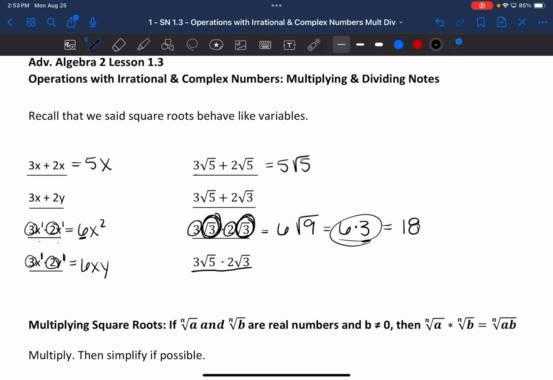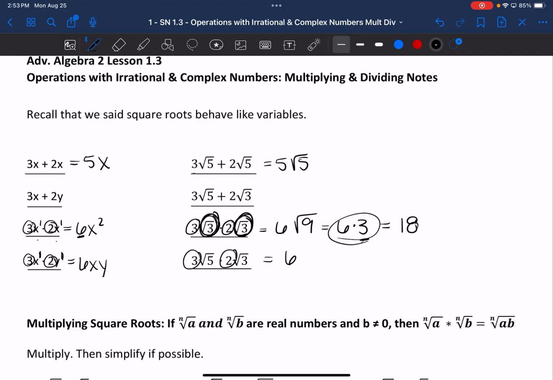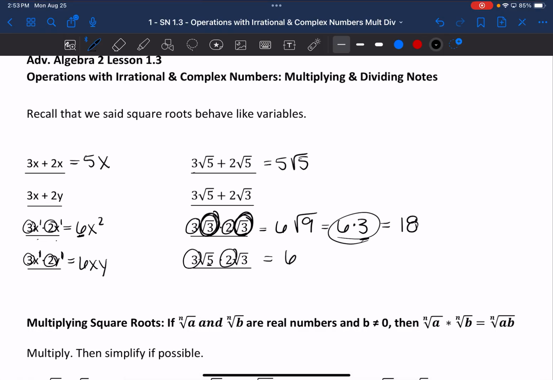All right, so same thing over here. I look at my coefficients, 3 and 2. What is 3 times 2? 6. My radicals don't match, so it's not going to be like last time where the square root just goes away. I need to actually multiply the numbers and see what I get. So what is square root of 5 times square root of 3? Square root of 15. Is there anything that multiplies to give you 15 and has a square root? If there was, we would simplify.